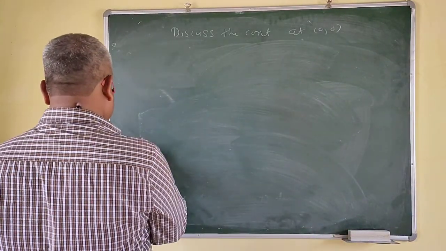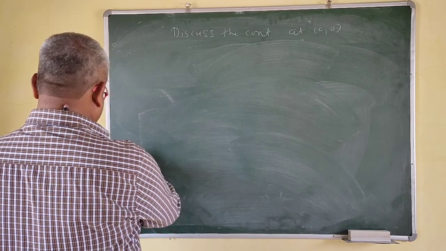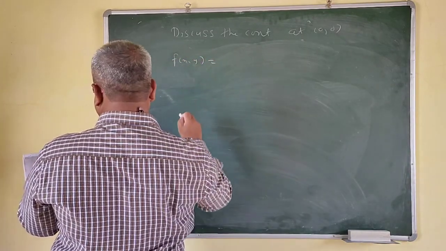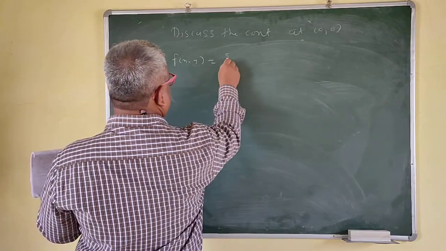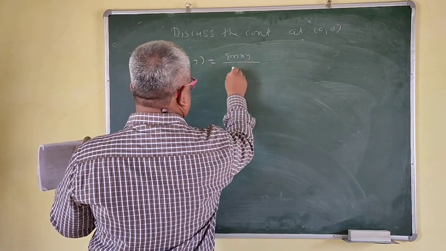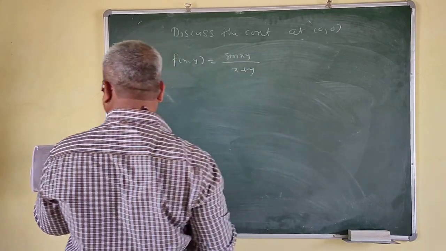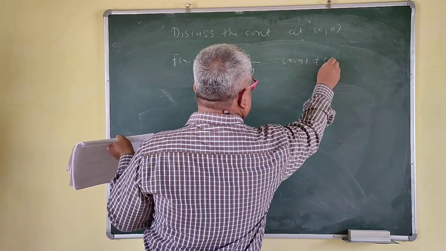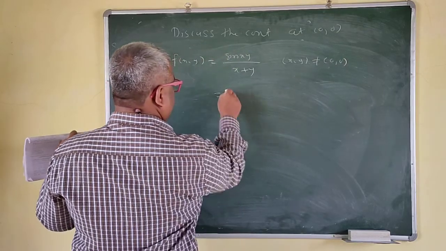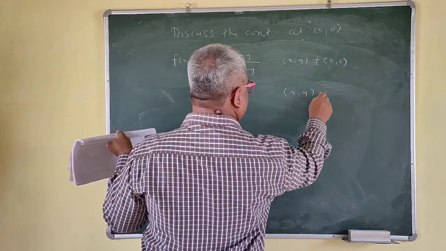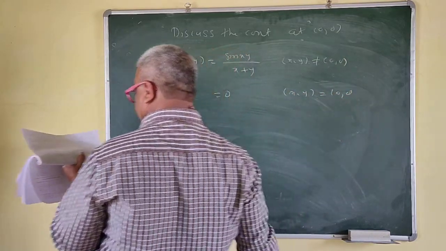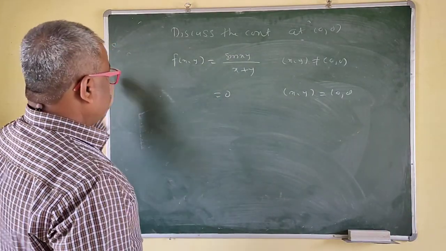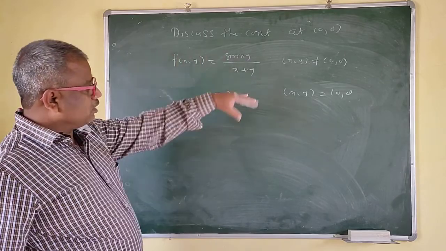So we'll take this problem. F of xy is equal to sine of xy upon x plus y, xy not equal to 0, 0, and is equal to 0 when xy is equal to 0, 0. Okay, solution. Right, this is the given thing.